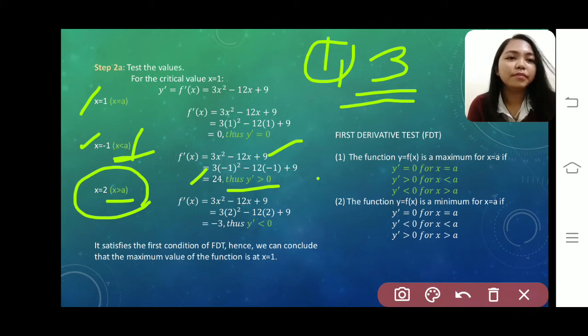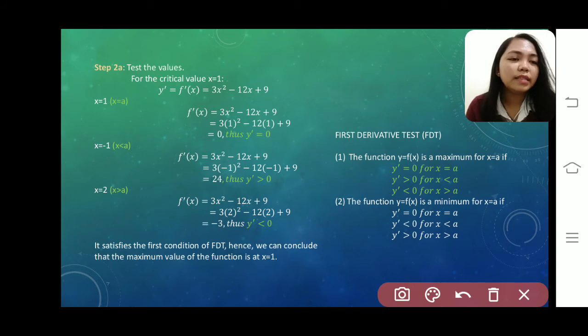So, now we have x equals 2. So, therefore, substitute lang natin dun sa first derivative equation. So, we have negative 3. Thus, y prime is less than 0 for x greater than 1. So, now, let's check kung alin condition yung nasatisfy, for maximum ba or for minimum.